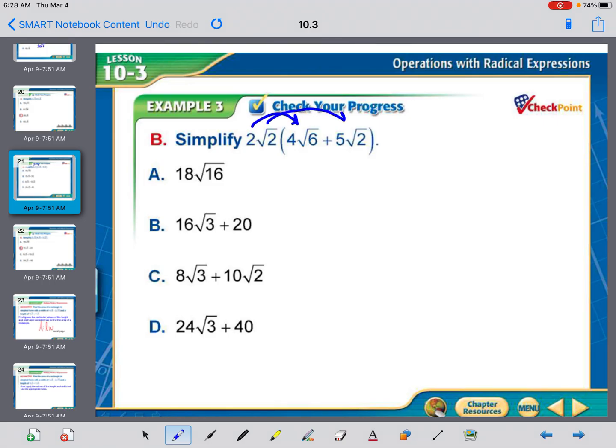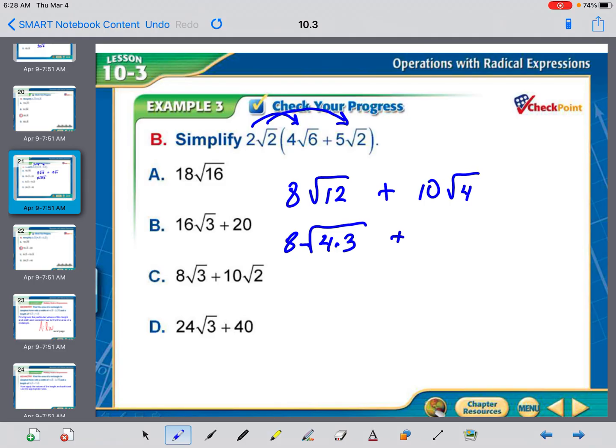Here's one where you can distribute and multiply here and here. The first one is 8 and 12. The second one is 10 and 4. Multiplying the coefficients, outside pieces, and the radicands, inside pieces, that's what I get. Now, both of those can be simplified.